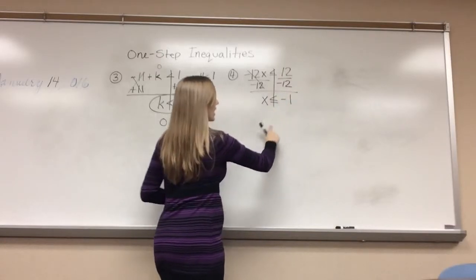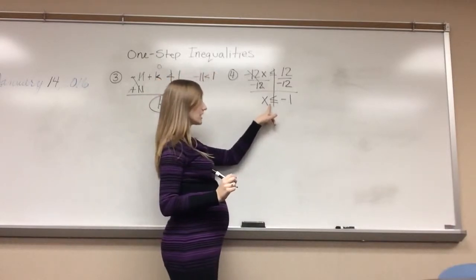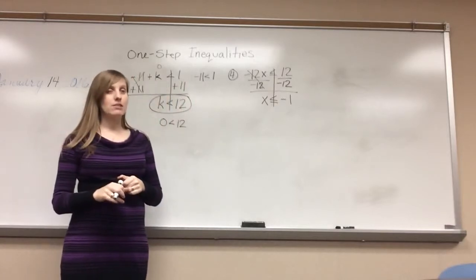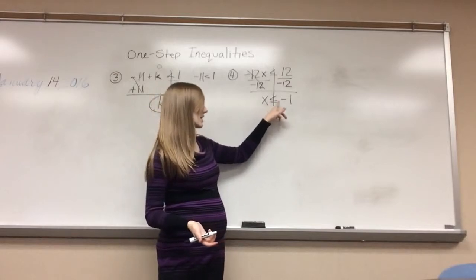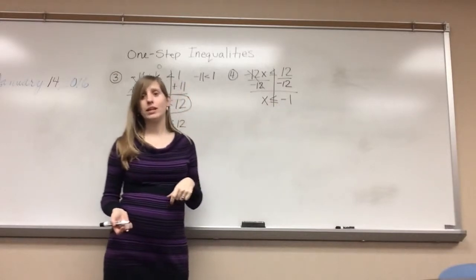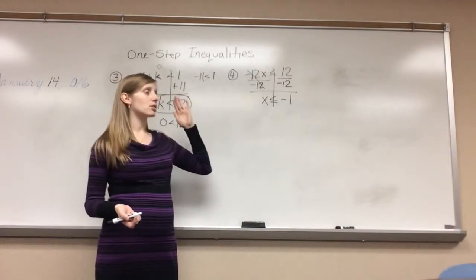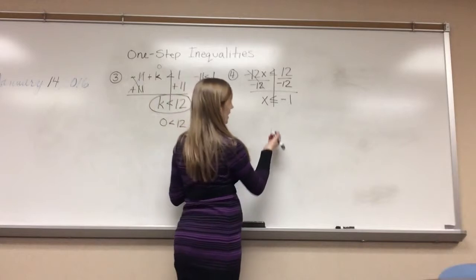So now I want to check my answer, okay? x is supposed to be less than or equal to negative 1. Well, a number that's less than negative 1, okay, if I tried 0 this time, 0 is less than negative 1, that's not true, okay? 0 is bigger than negative 1. So I need to pick a number smaller than negative 1. I'm going to go with negative 2.